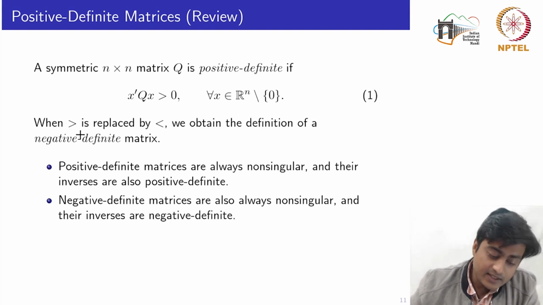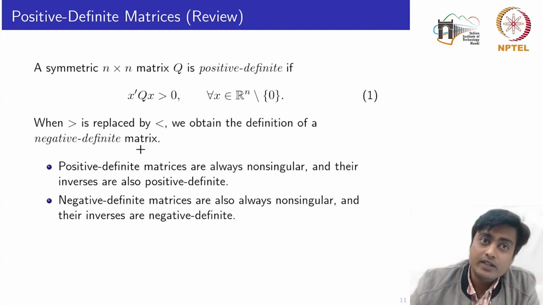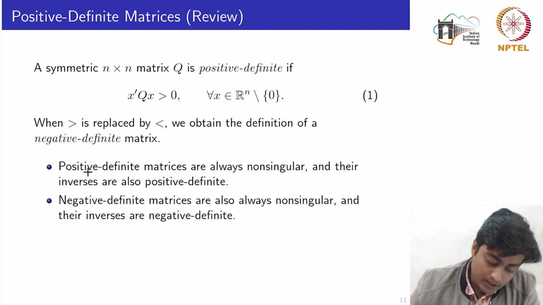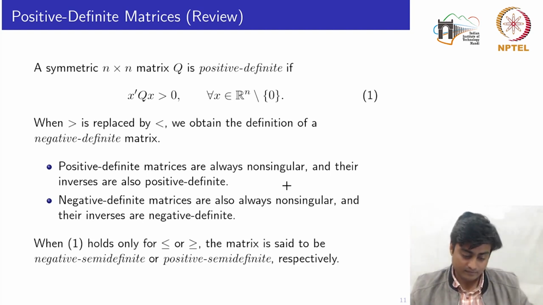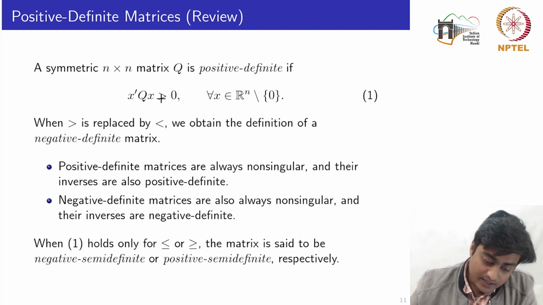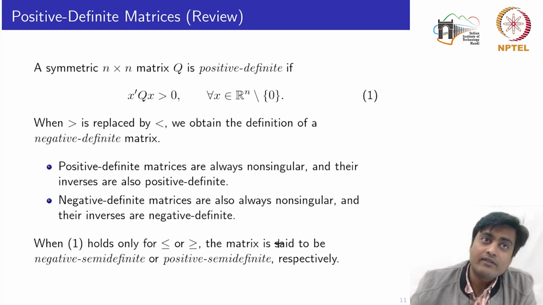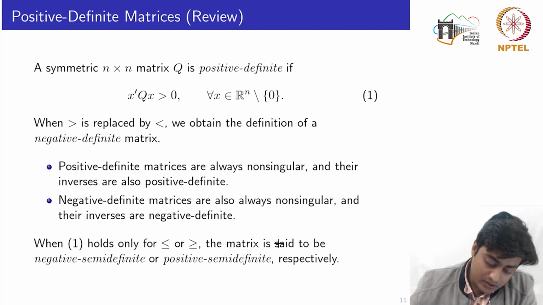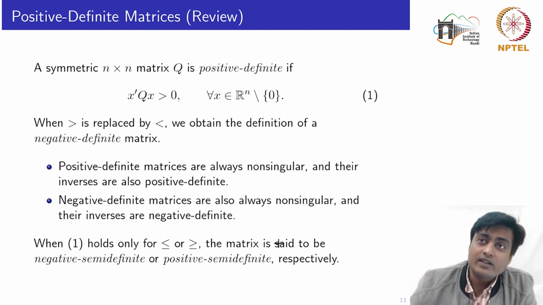So when this greater than sign is replaced by less than sign, we obtain the definition of a negative definite matrix. Both positive definite matrices and negative definite matrices are always non-singular matrices, and their inverses are also positive definite and negative definite respectively. Now when this sign changes to either greater than or equal to, or less than or equal to, then those matrices are defined as positive semi-definite or negative semi-definite. Okay?